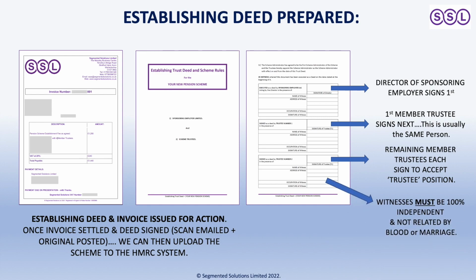In terms of witnessing, each witness must be independent, not related to anyone by blood or marriage. It doesn't have to be a professional like an accountant or solicitor, as long as they're above the age of 18. So the establishing deed is signed and witnessed, and then you scan and email that over to us to say it's done, and you also put the original in the post because it's an integral part of the pension scheme. So that's the establishing deed preparation.